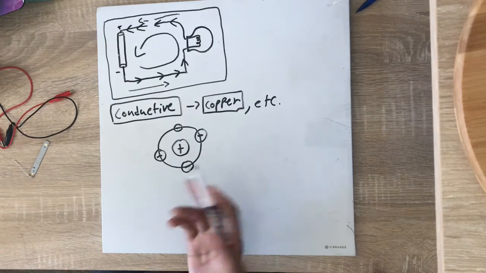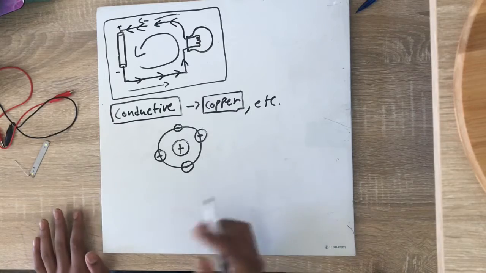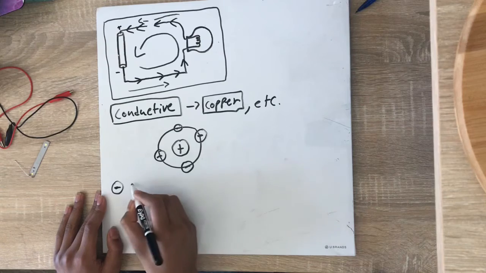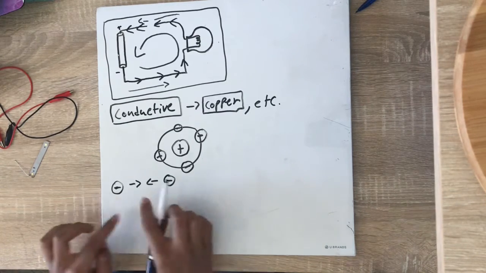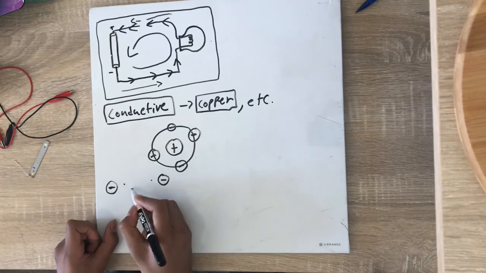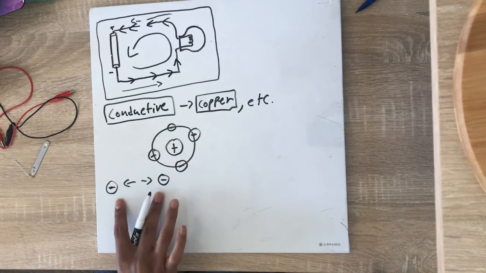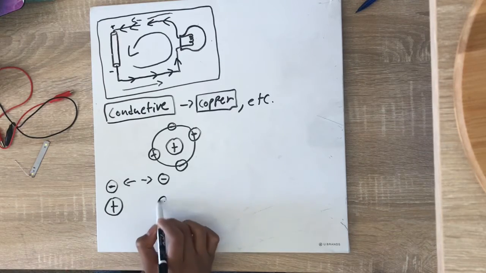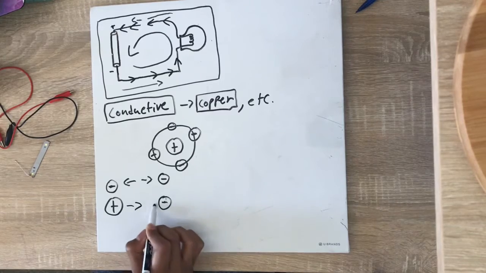So these names, negative and positive, don't really mean much. The only thing that we're saying here is if two things are the same, like a negative and a negative, they will move away from each other. They will oppose each other. If two subatomic particles, let's say a positive and a negative, are opposite to each other, they attract, they come together.